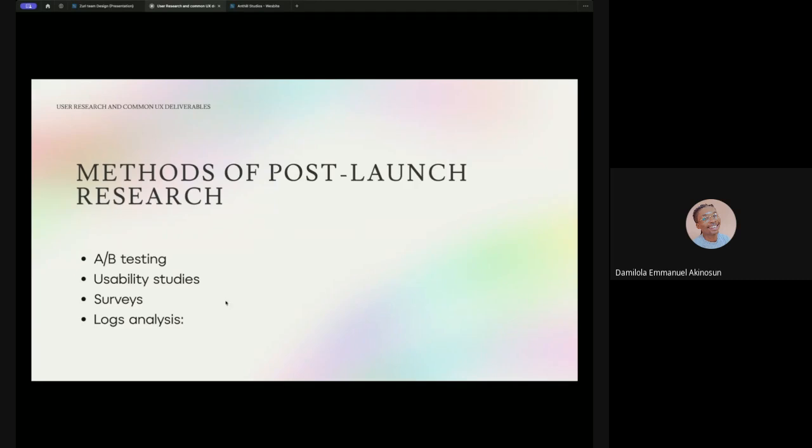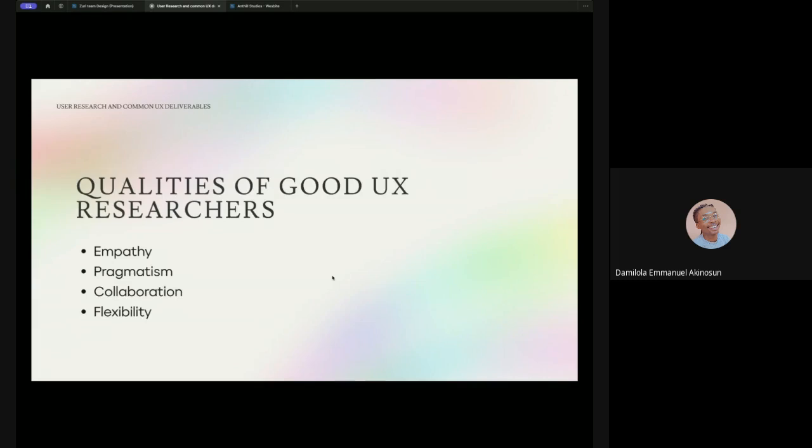Before we round up, we're just going to be talking about some qualities of good UX researchers. The reason why we're talking about it is that you need to understand the qualities you need to embody to become a great UX researcher, and that's what you should all aim to become. So the question is, what are these qualities?